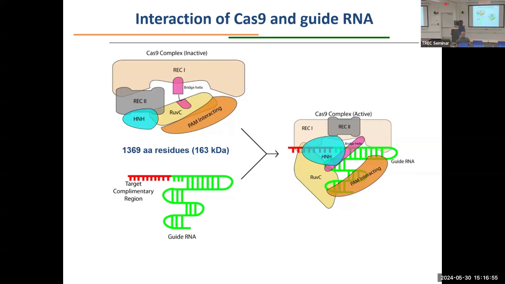It basically has two lobes. One is the target-identifying lobe, which is also known as the PAM-interacting lobe, and the other is the nuclease lobe. The nuclease lobe has two domains, the HNH domain and the RuvC domain. With the help of these two domains, Cas9 binds to the two strands of the DNA. When Cas9 combines with the guide RNA, they form an active complex, also known as a ribonucleoprotein complex or effector complex. This complex then starts looking for the target sequence and cleaves the target DNA.